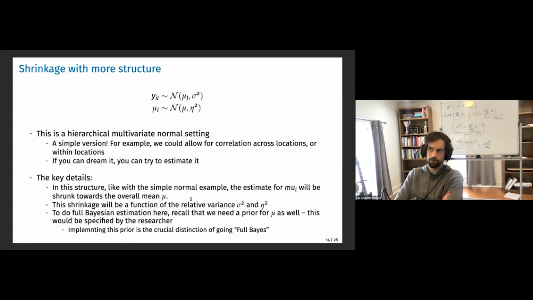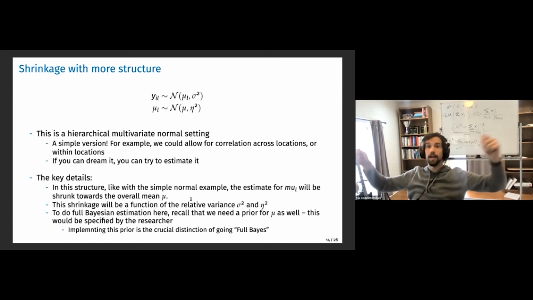The key detail here is that in this structure, just like with the simple normal where we have the one parameter, the estimates for all the mu_L's are going to be shrunk towards the overall mean. So hopefully that makes sense. You can estimate all these underlying parameters. When we do shrinkage, there's going to be an underlying overall mean, mu, which these mu_L's will be shrunk towards, which is the population mu. This shrinkage is going to be a function of the relative variance, sigma squared and eta squared, where eta squared is, remember, that underlying heterogeneity.